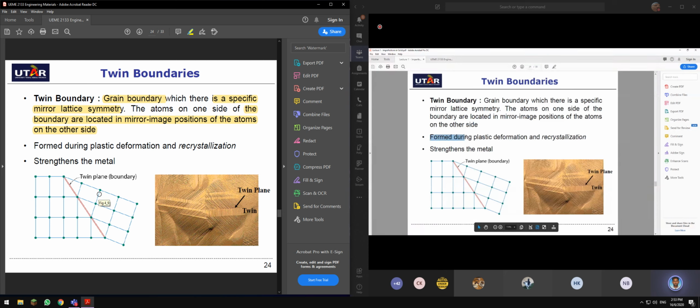All right. These form during plastic deformation and recrystallization. Okay, they only form during plastic deformation and recrystallization. That is the reason why, if you study the mechanical properties in tensile strength, if you look at the tensile stress curve, before breaking or before necking in a tensile test, you will have some increase in stress due to the plastic deformation. And this causes twin boundaries to form in the material. Right? It strengthens the metal. Like this.